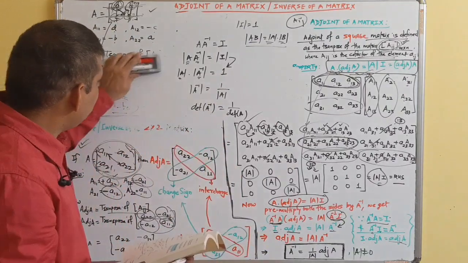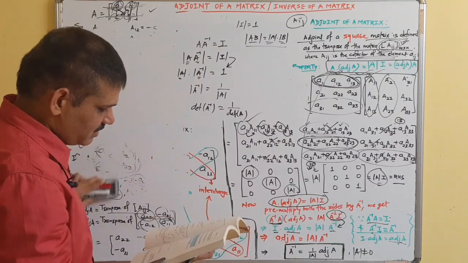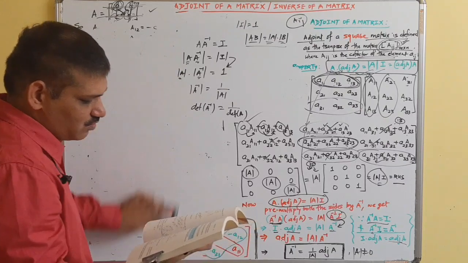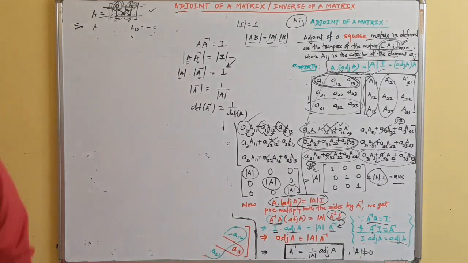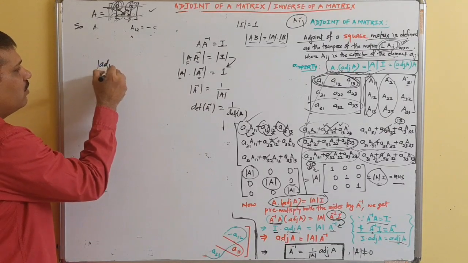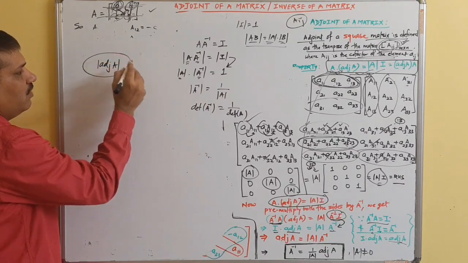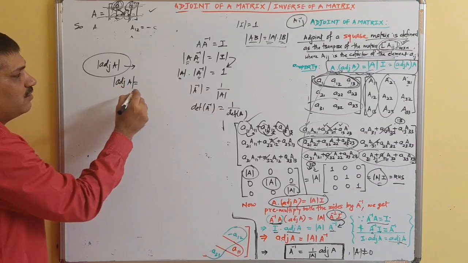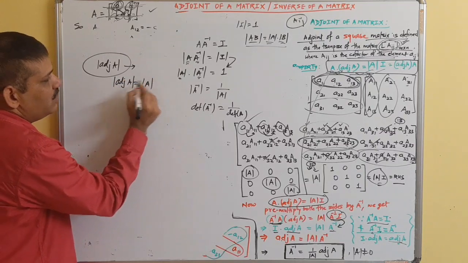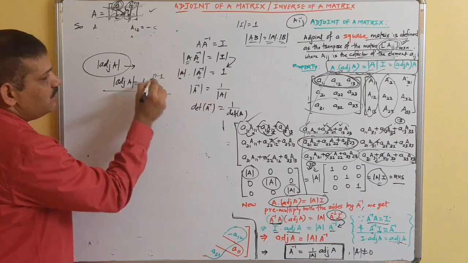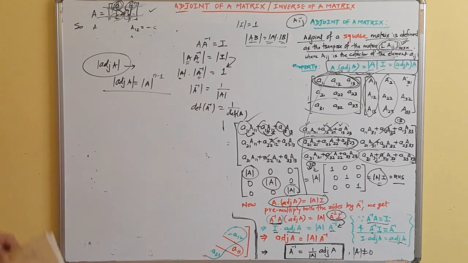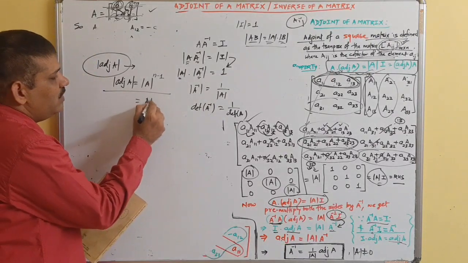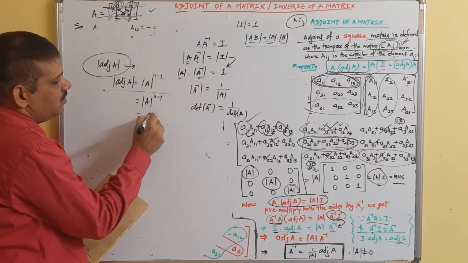Well, there is also a last MCQ. Let A be a non-singular square matrix of order 3 by 3, then what is the determinant of adjoint A? See, we need the determinant of adjoint A. We have a formula, and it must be on our mind: determinant of adjoint A is equal to determinant A raised to n minus 1, where n is the order of the matrix. Here the order of the matrix is 3 by 3, so determinant of adjoint A will be determinant A raised to 3 minus 1, which is determinant A whole squared.